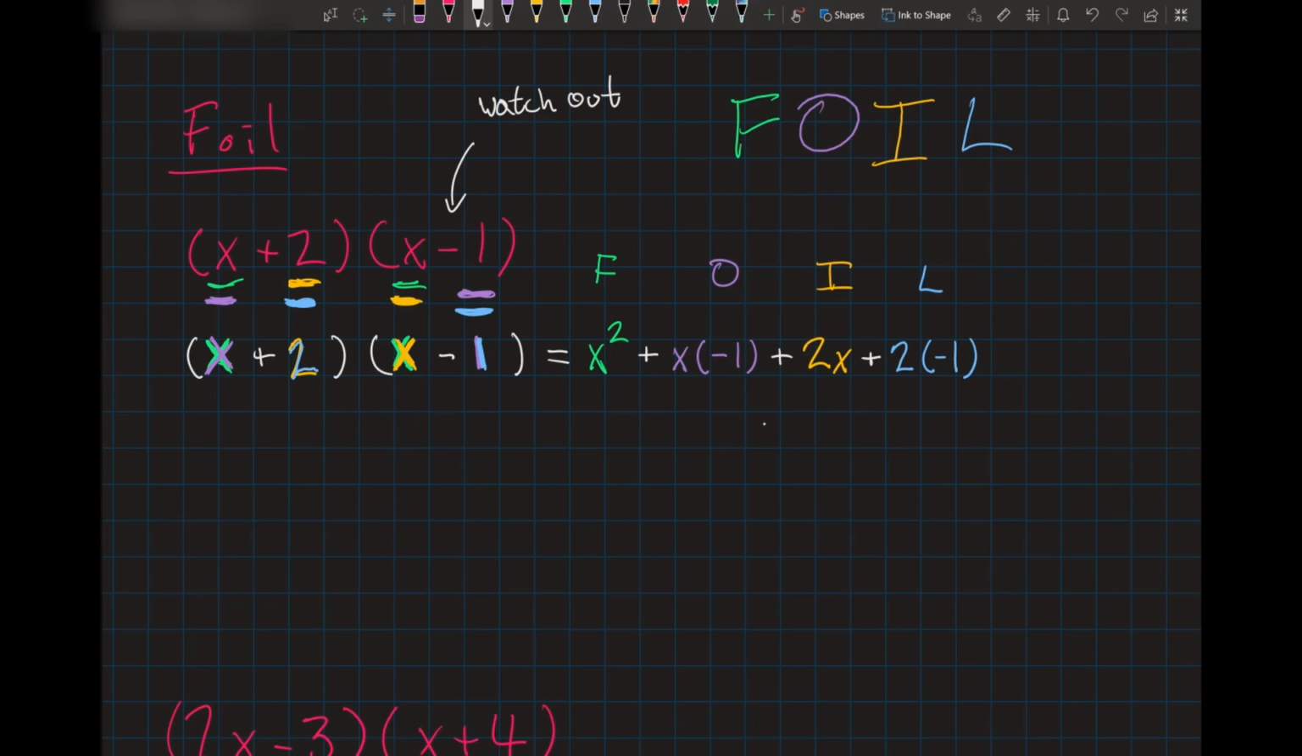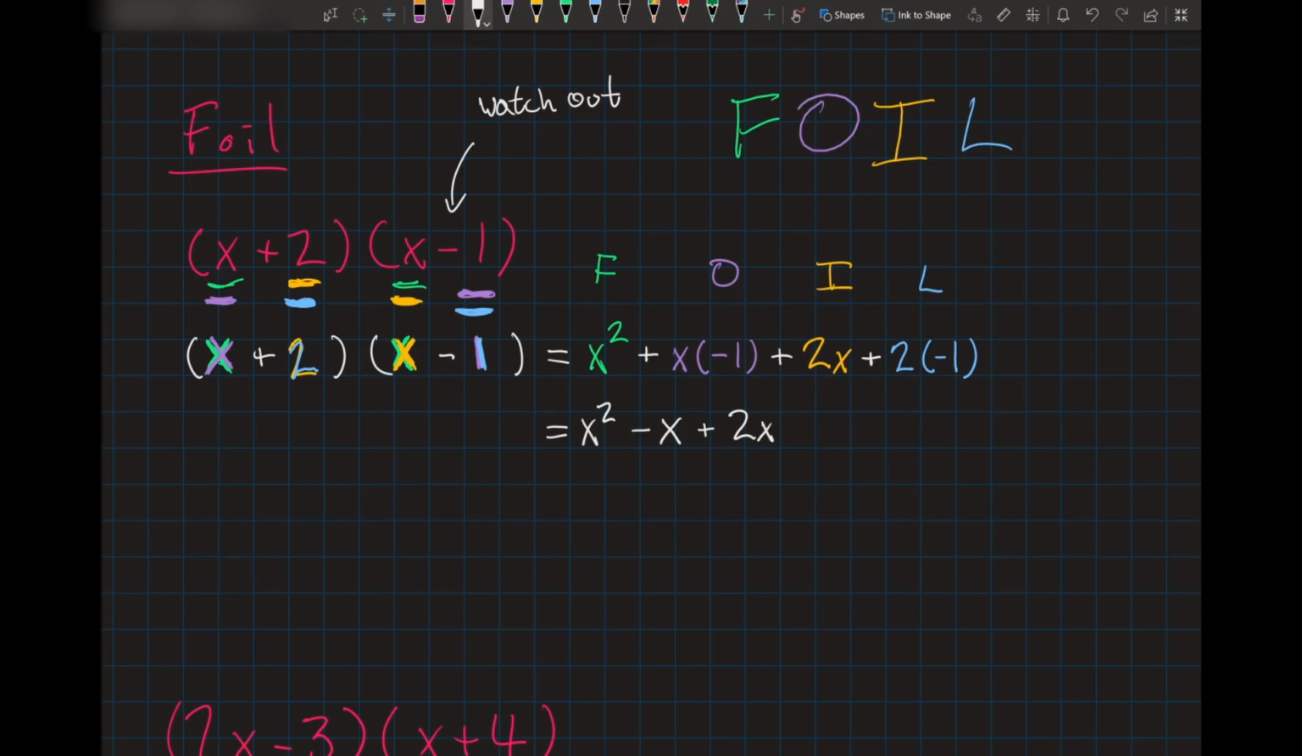I'm going to write this all in the same color because eventually we're just going to get to the point where the colors don't really matter. So we've got x squared, that's fine, plus x times negative 1. This is super complicated. What's x times negative 1? That's just negative x. So I'm just going to write negative x, plus 2x, easy enough. You should be thinking, but wait, teacher, we'll get there.